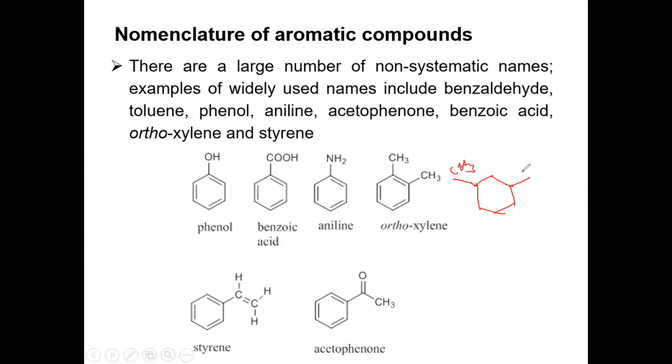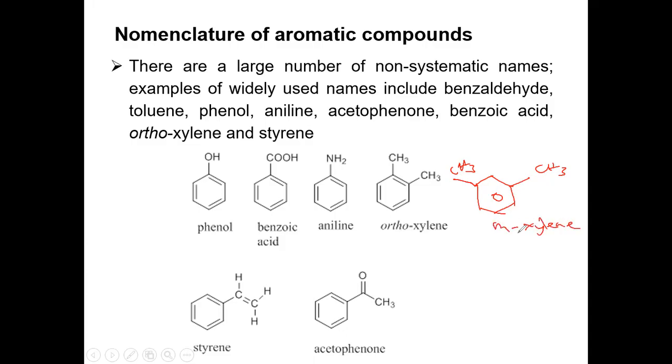Let me write the CH3. Without the CH3, it's still xylene anyways. So I can put the CH3 here. Let me put my second way to show it benzene, right? So this is xylene. But then this is not ortho-xylene. This will be meta-xylene.